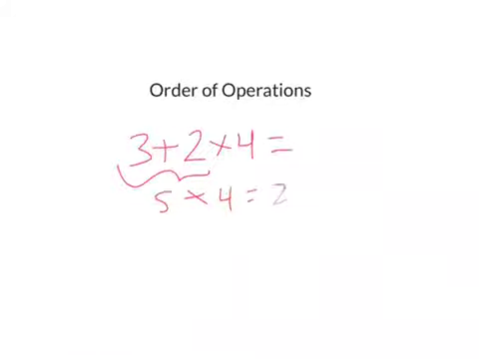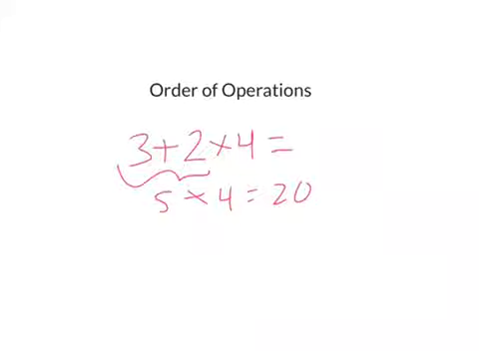Order of operations. When you are solving a problem, let's say you have 3 plus 2 times 4, does it matter which order you do the solving? Can you do 3 plus 2, 5 times 4? Or do you need to do multiplication first?